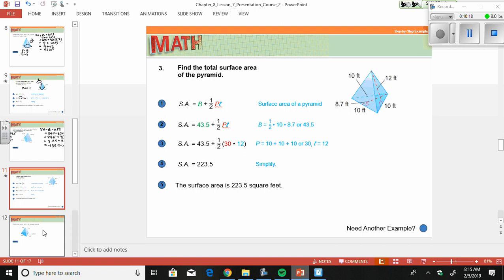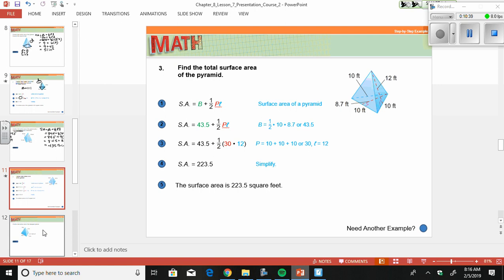Find the total surface area of this pyramid. So you start with the formula. Surface area equals the area of the base plus 1/2 times the perimeter times the lateral height. What do they give us? They don't actually give us the base area.